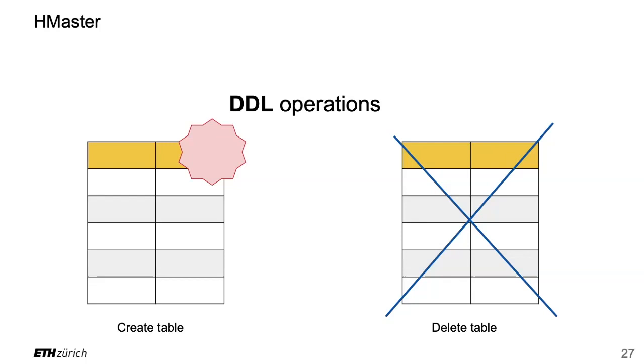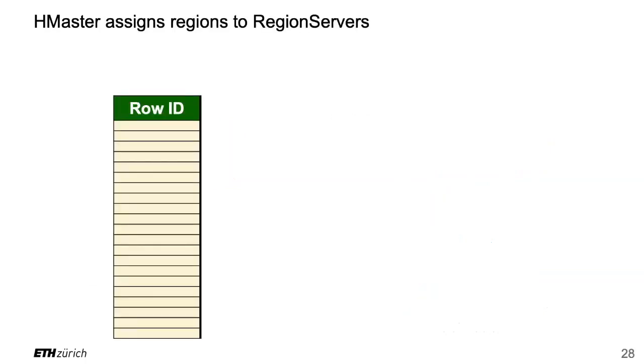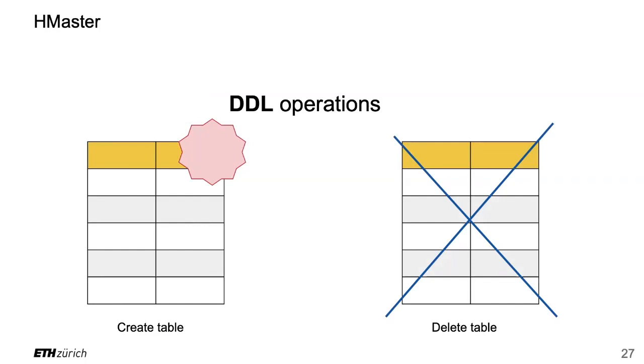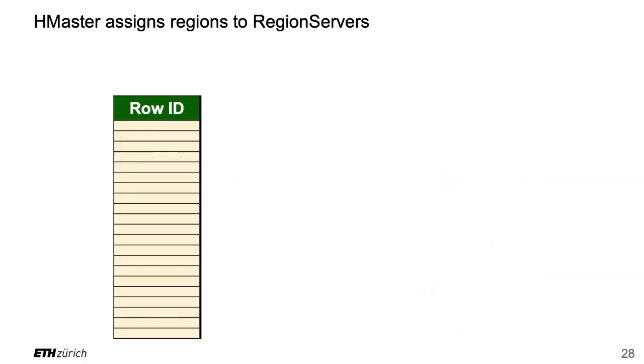So these are called the DDL operations. You might remember that DDL means data definition language. It's whenever you define the high-level shape of your data. All right. So this is the first thing that the Hmaster does. It's the place where you create and delete all your tables. There is another thing that the Hmaster is doing. It is assigning the regions to the region servers.